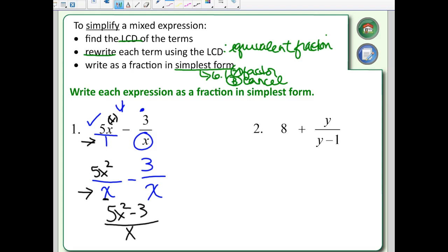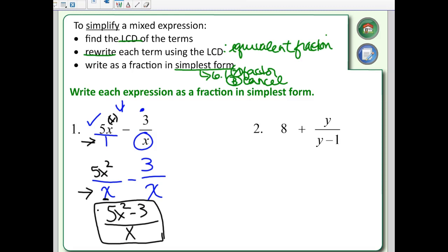Now, I'm going to ask this question a lot. Are we done? Have we simplified? Well, if I look at my numerator, I don't have a GCF. I don't have any like terms. I can't cancel anything out. So this is my final answer.